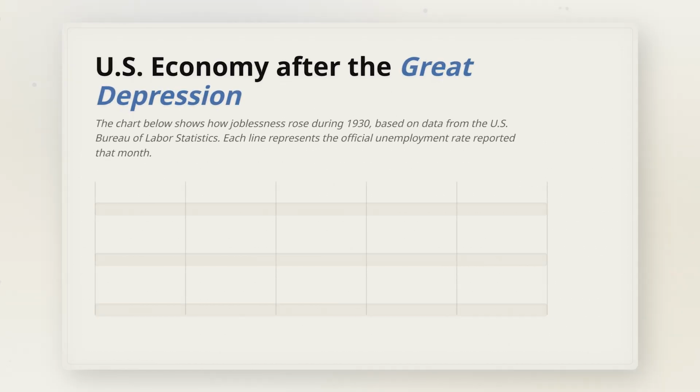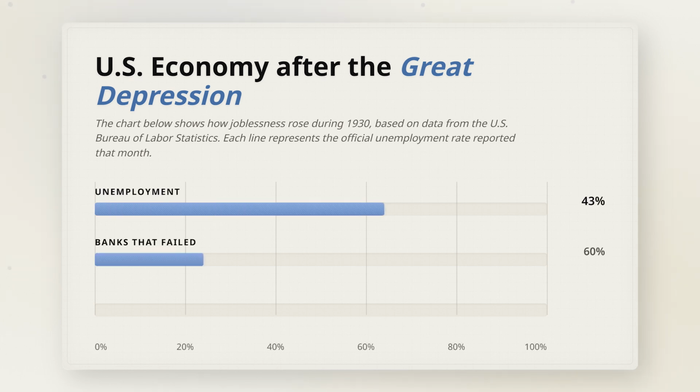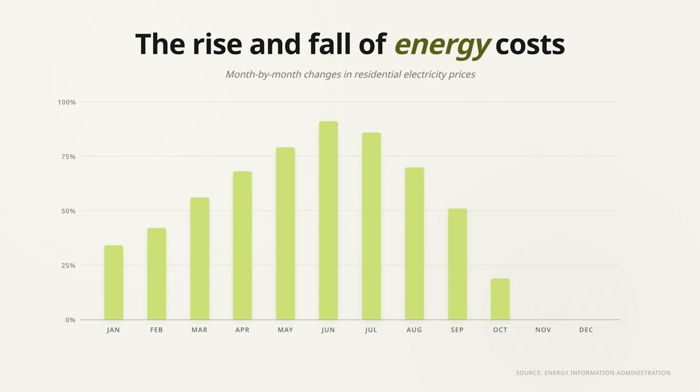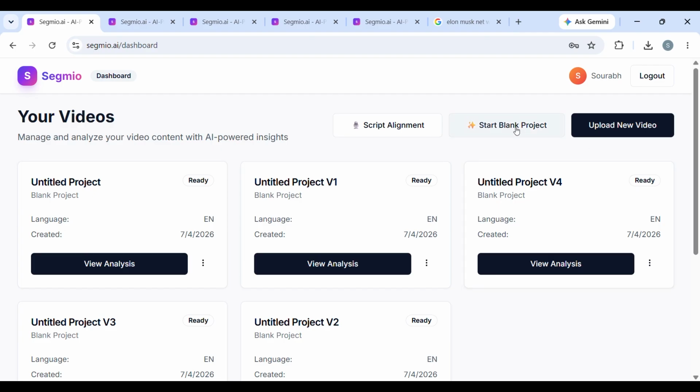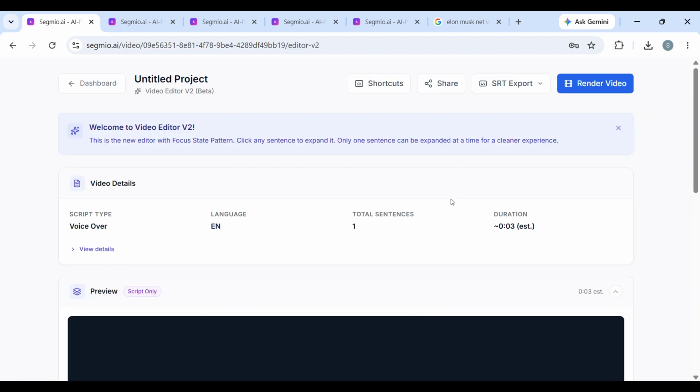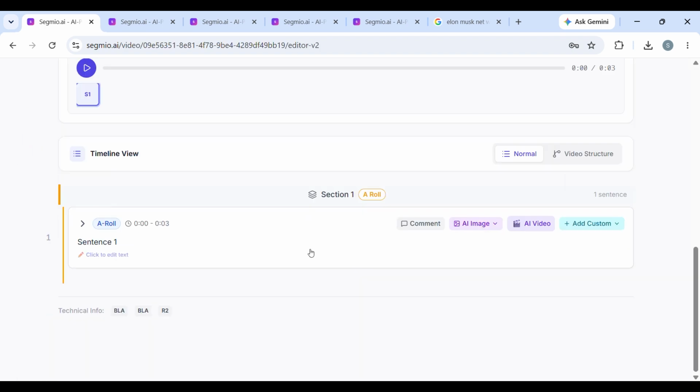I'm not going to just tell you this works. I'm going to build one live, right now, from a blank project. No trick, no pre-made file. Start with a blank project. Click Start Blank Project, name it, then click Create. By default, you get one sentence with a 3-second duration.